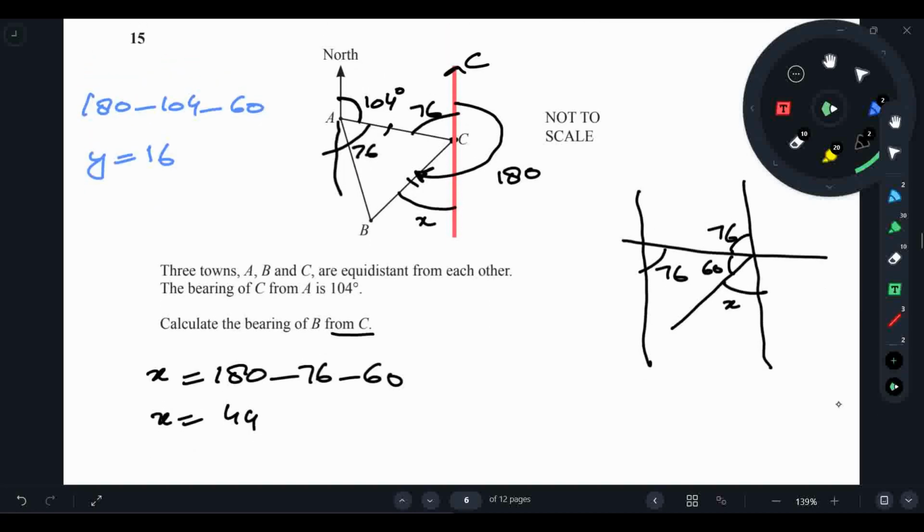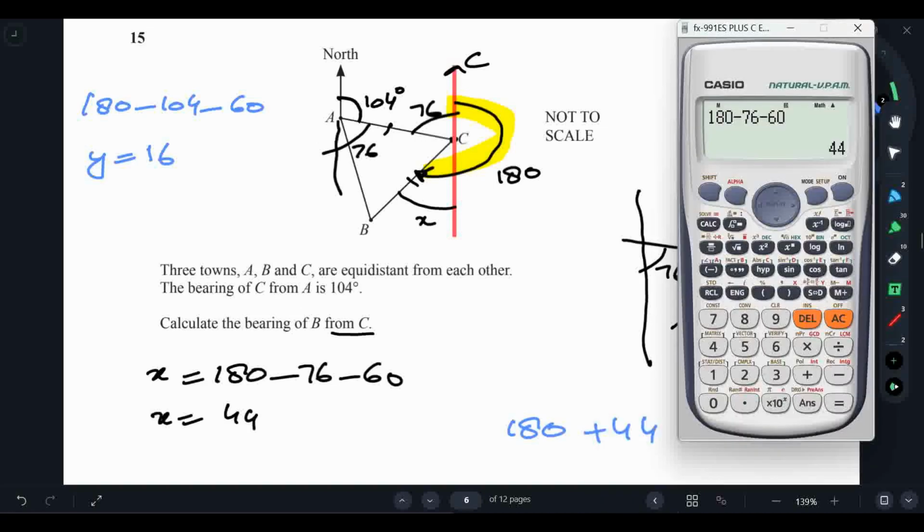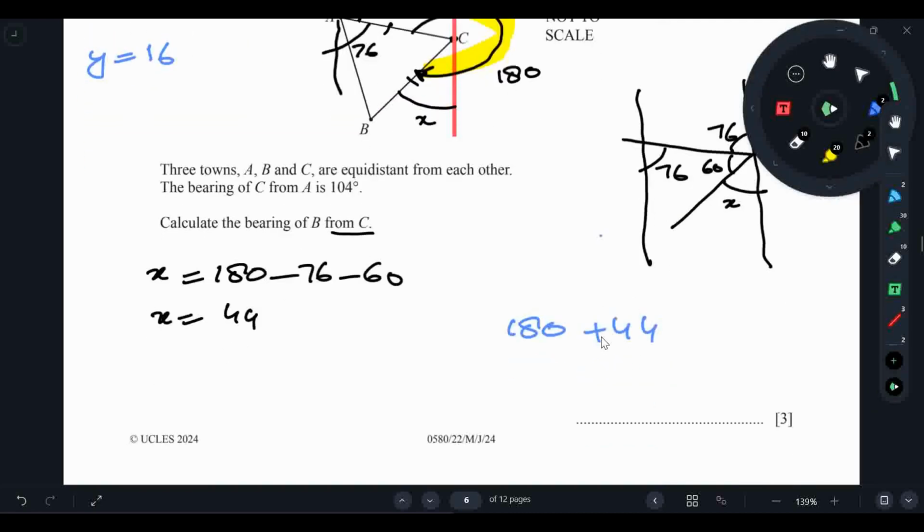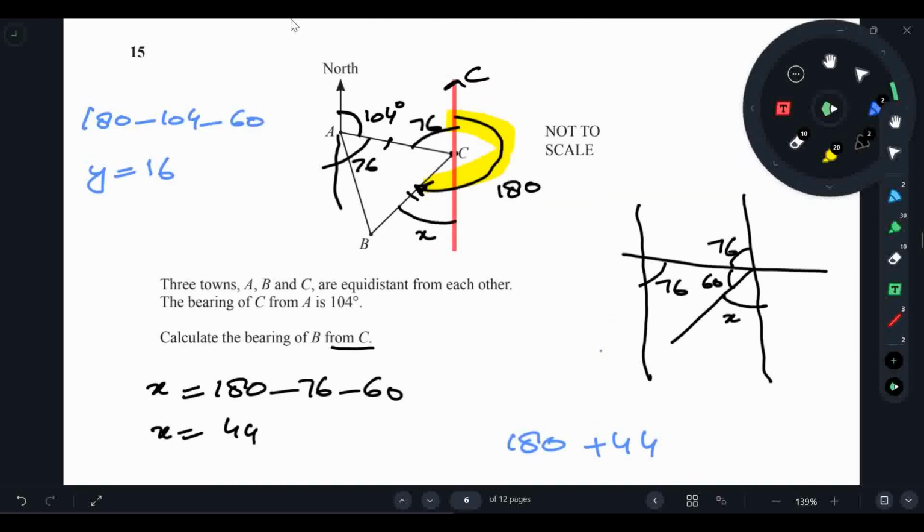Now the bearing angle will be this one. Let me highlight the bearing angle. This will be the bearing angle from this point to this point. Bearing angle should be equal to 180 plus 44. So 180 plus 44 will be equal to 224 degrees. So the final answer will be 224 degrees. This will be the final answer for question number 15.